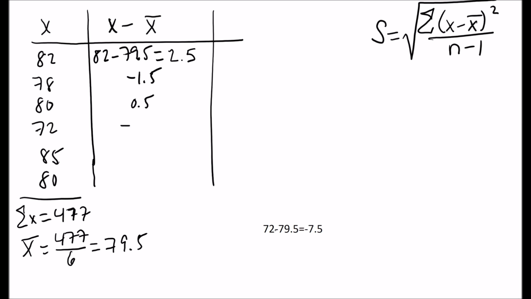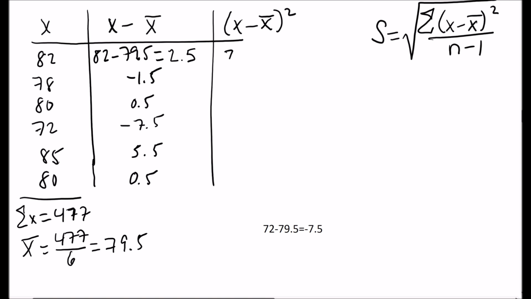So you got negative 7.5. You got 85 minus 79.5, so that's going to be 5.5. 80 minus 79.5 is 0.5, right? Let me rewrite that. And now you have to square these. You're going to take each of these numbers and square them, because that's what this formula has, right? So we have to square those numbers.